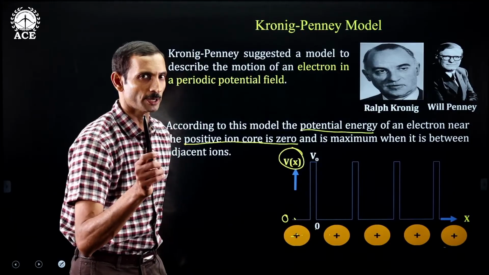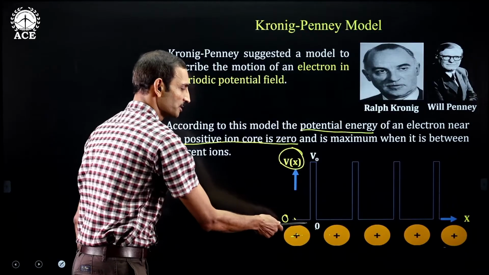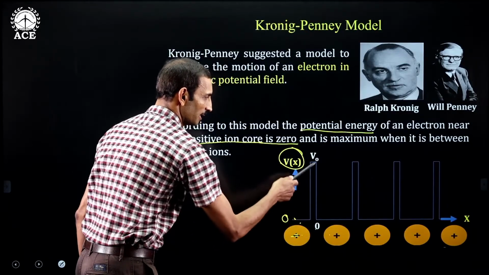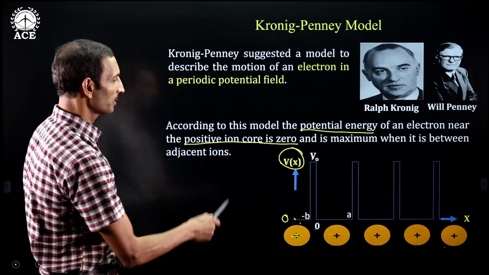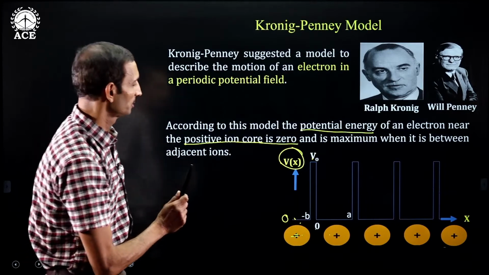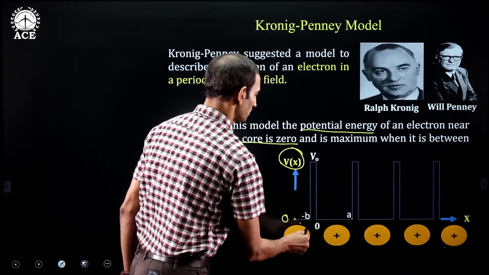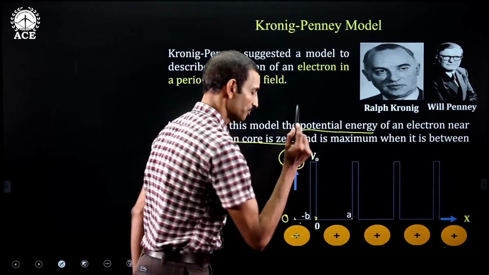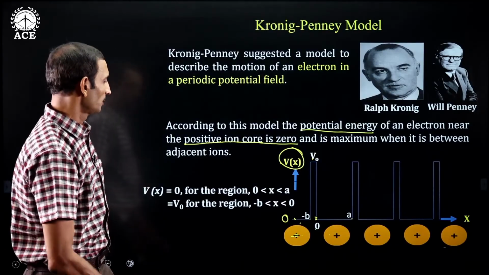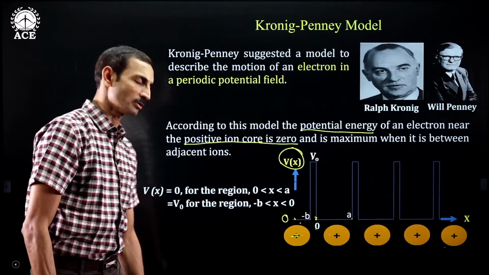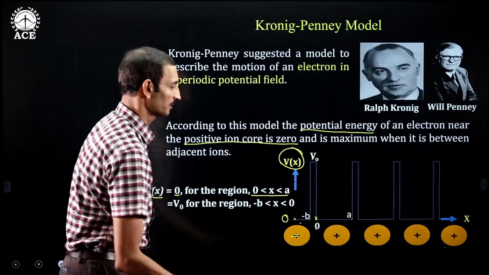This is the most important point, mind you. I am coming again. According to this model, the potential energy of the electron is 0 at the ion site and is maximum in between ions, right? Now, I am going to consider a one-dimensional array of atoms, where I could consider a few points, say this is point A, this is 0 and this is minus B, right? Now, I am going to write the potential energy equation for the electron. V of x is the potential energy, which is 0 for the region 0 less than x less than A. Just observe this one.